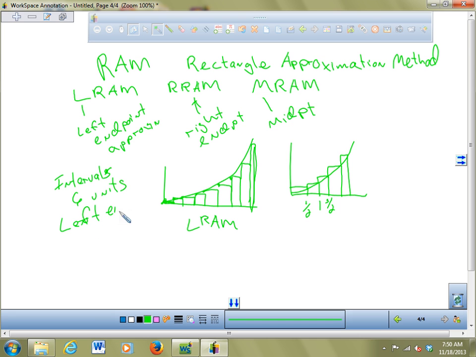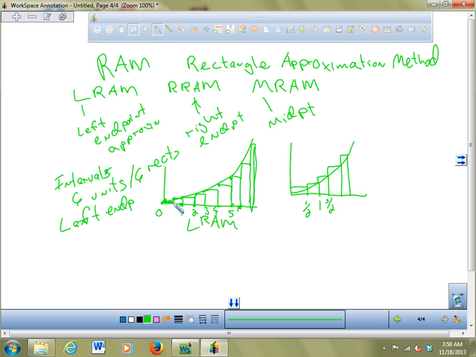Left endpoint. The first one, and say I want 6 rectangles. I would start off with my first one at 0, and then my next one would start at 1, and my next one would start at 2, and my next one would start at 3, 4, 5, and then you'd stop.